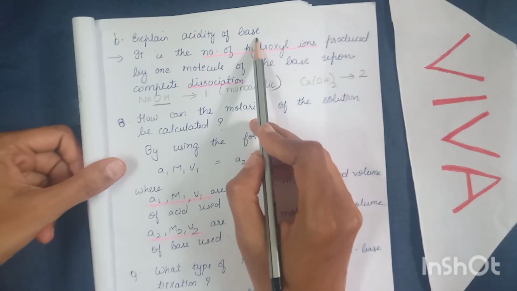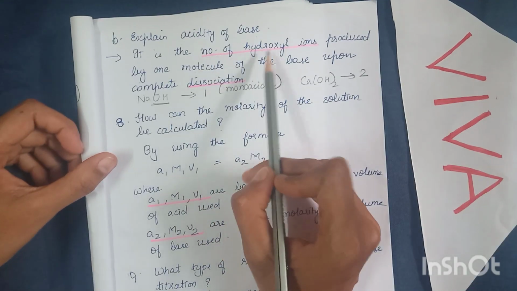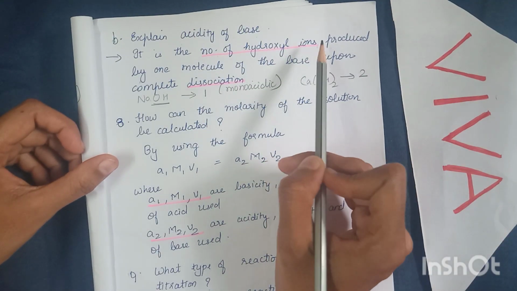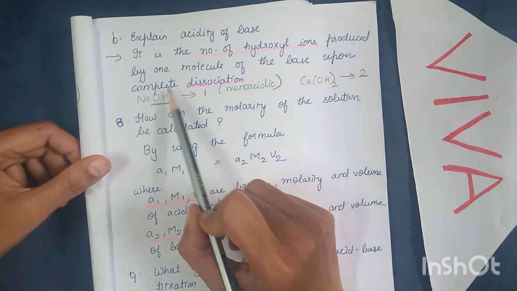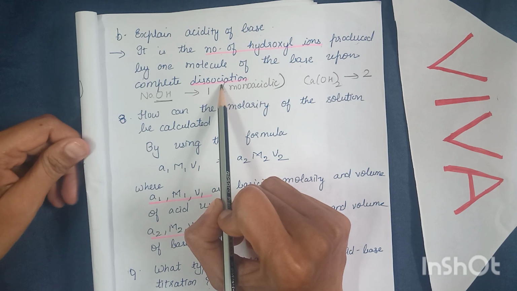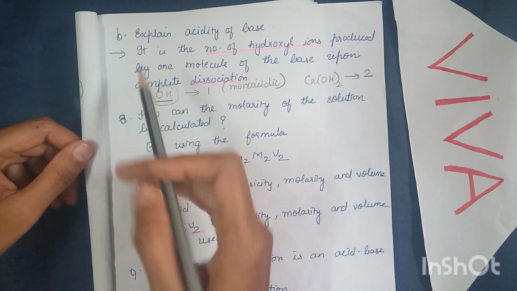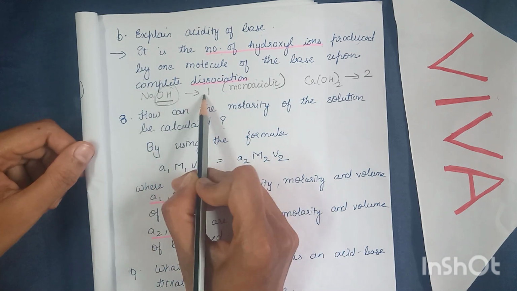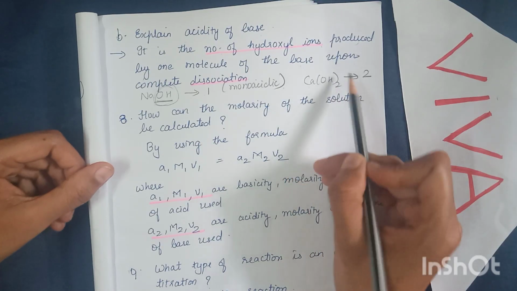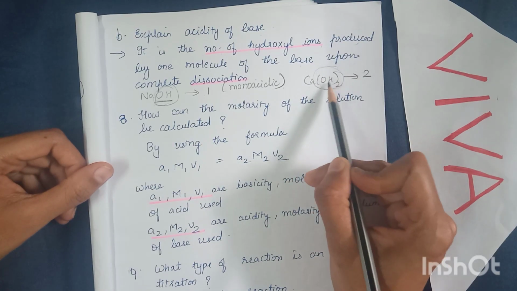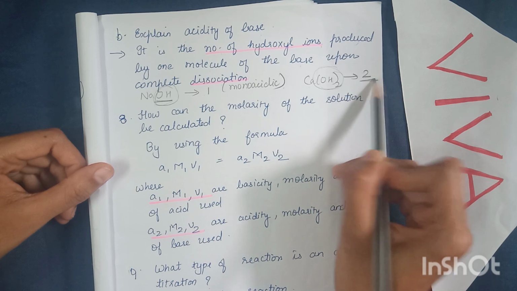Explain acidity of base. For base, it is acidity. It is the number of hydroxyl ions, OH ions, produced by one molecule of base upon complete dissociation. So if you have NaOH, the hydroxyl ions produced on dissociation is only 1, so it is monoacidic. If it is calcium hydroxide, you have 2 replaceable hydroxyl ions, so its acidity is 2.